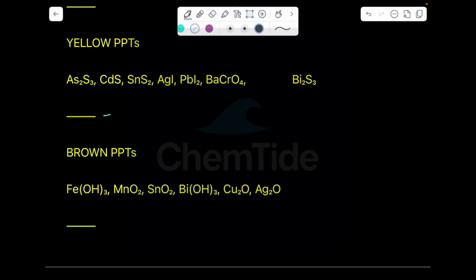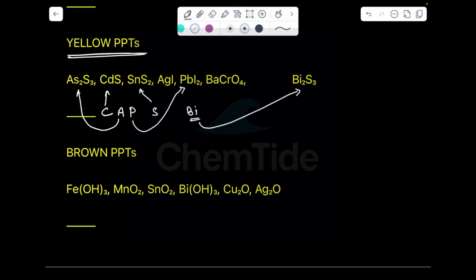Now we are learning the yellow precipitate. For the mnemonic, I am going to use a very simple one, called CAP SBI. C stands for cadmium sulfide, A stands for arsenic sulfide, and S stands for Sn sulfide. P stands for PbI2, lead iodide. Bi stands for bismuth sulfide. Apart from that, two more we have: barium chromate and silver iodide, which are also yellow precipitates.